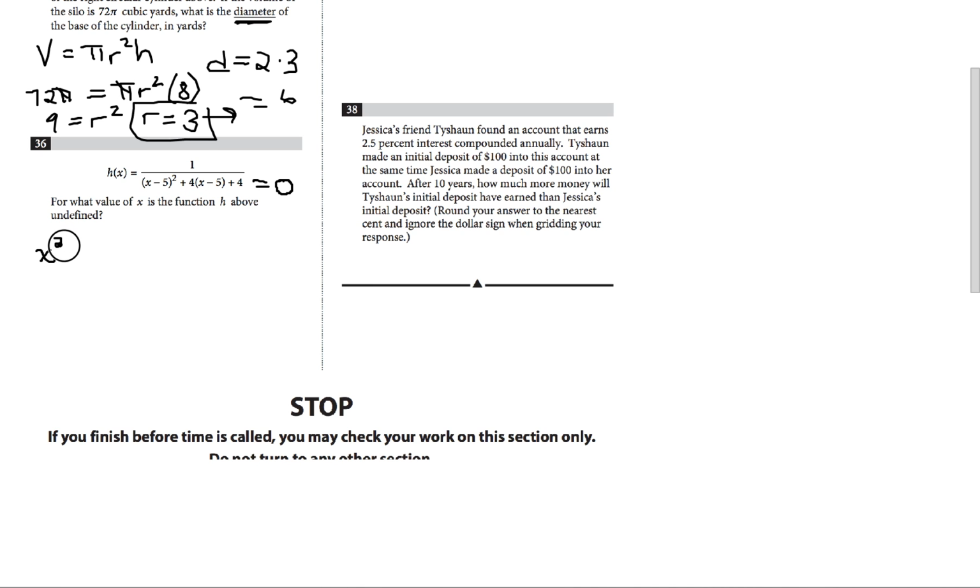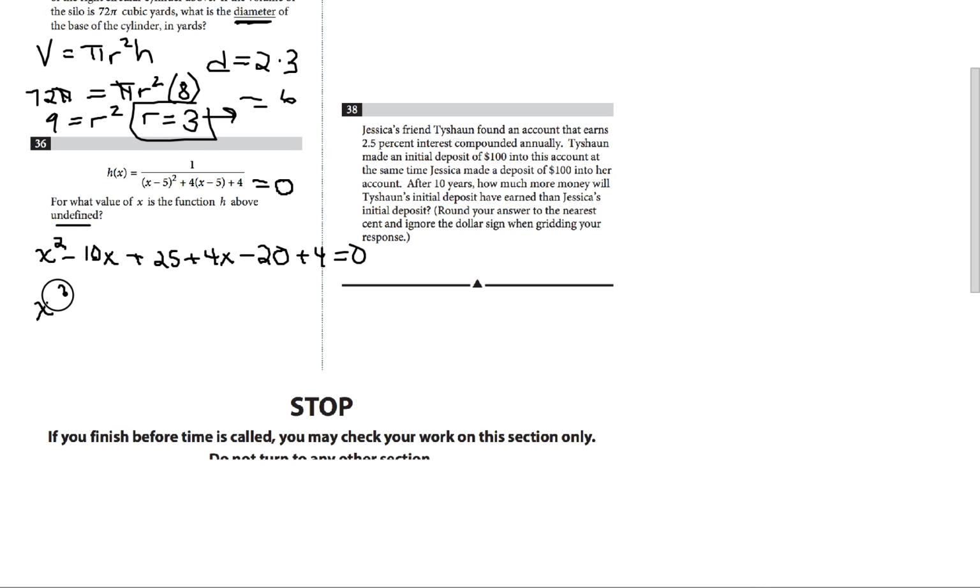So we get x squared minus 10x plus 25, from the outer and inner terms, plus 4x minus 20 plus 4 equals 0. So whenever they ask when something is undefined, it's when the denominator equals 0. Keep that in your brain somewhere.